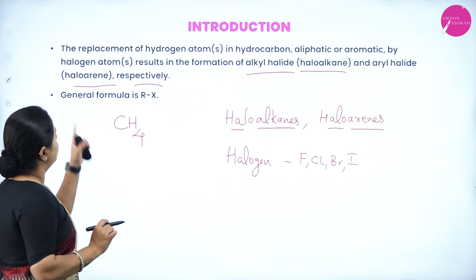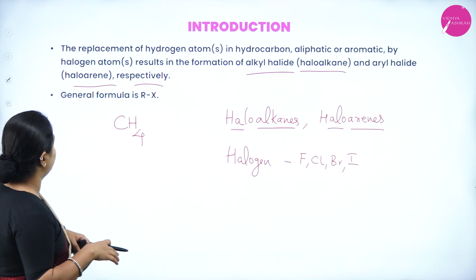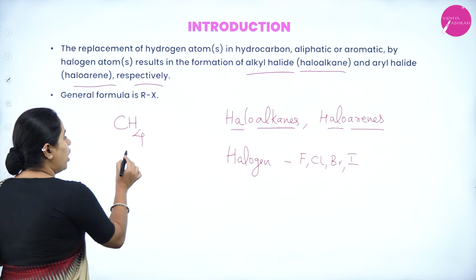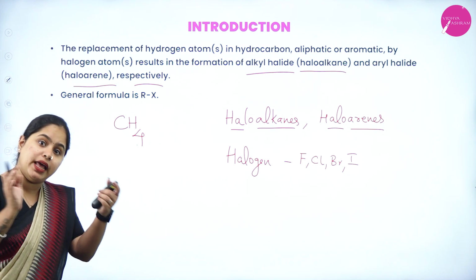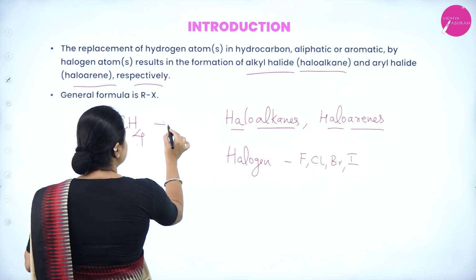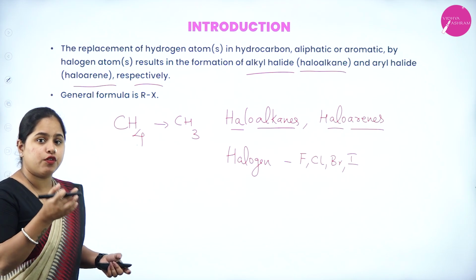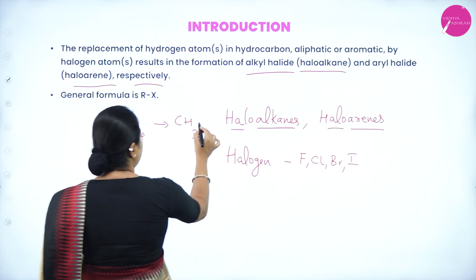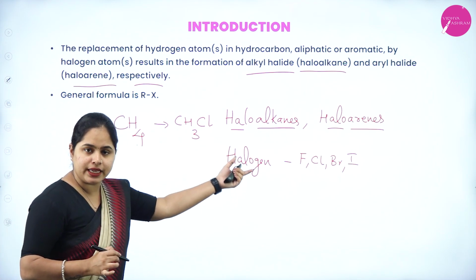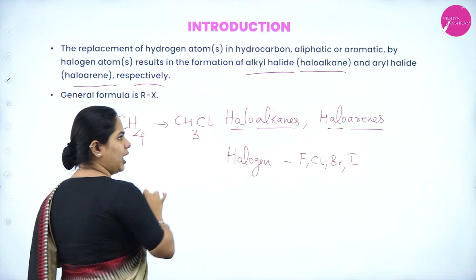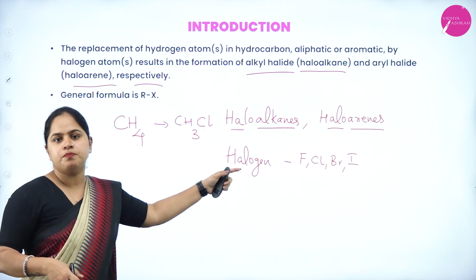So what does that mean? The replacement of a hydrogen atom in a hydrocarbon, whether it is aliphatic or aromatic, by a halogen atom. So one hydrogen atom from your alkane is being replaced by a halogen atom. So what happens? This will become CH3. Right, one hydrogen atom is replaced. Instead of the fourth hydrogen, a halogen atom will be attached. For example, I am taking Cl here. So this is your haloalkane. This is your halo, this is your alkane. From which alkane is it derived? From methane, right?